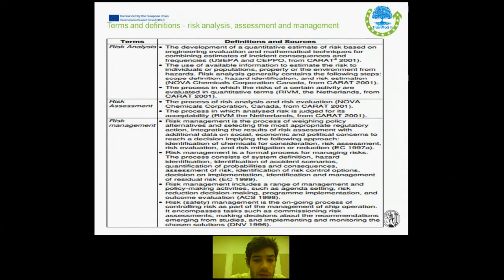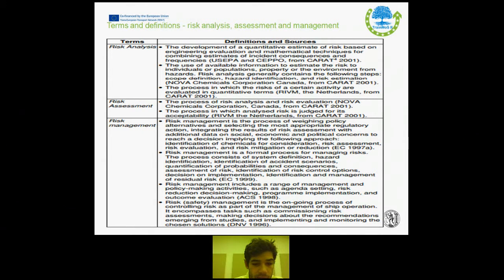Risk analysis generally contains the following steps: scope definition, hazard identification, and risk estimation. While finally, for the RIVM in Netherlands, risk analysis is the process in which the risk of a certain activity is evaluated in quantitative terms. Moving forward, again, we can see two definitions about risk assessment. With regard to Chemical Corporation, risk assessment is the process of risk analysis and risk evaluation, while for the RIVM it is the process in which analyzed risk is judged for its acceptability.